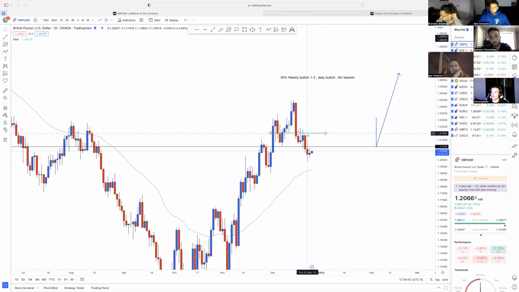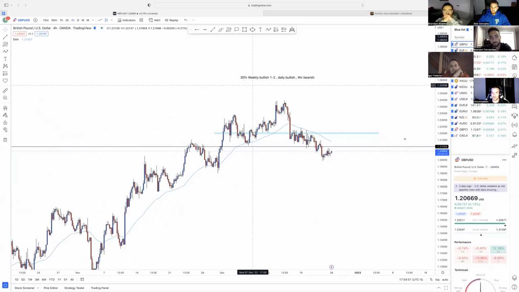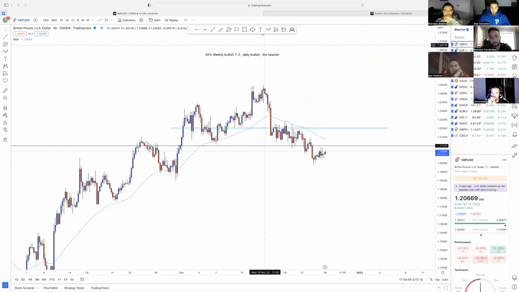Took the shorts down, even better. That showed you guys that we're not stuck on one side. We're just taking the trade, whichever makes sense. The perfect trade to take down would have been this one here: the break, retest, bearish engulfing.